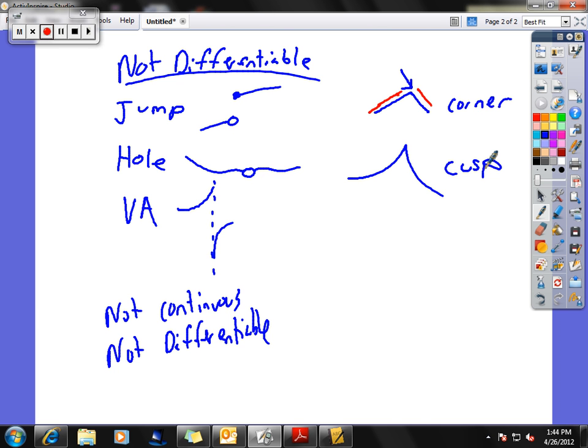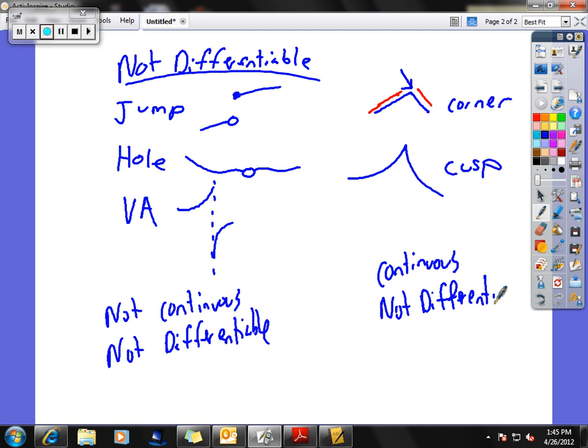And I think that's about it. Corner, cusp. So these two things are continuous, because there's no hole or anything, but they are not differentiable.